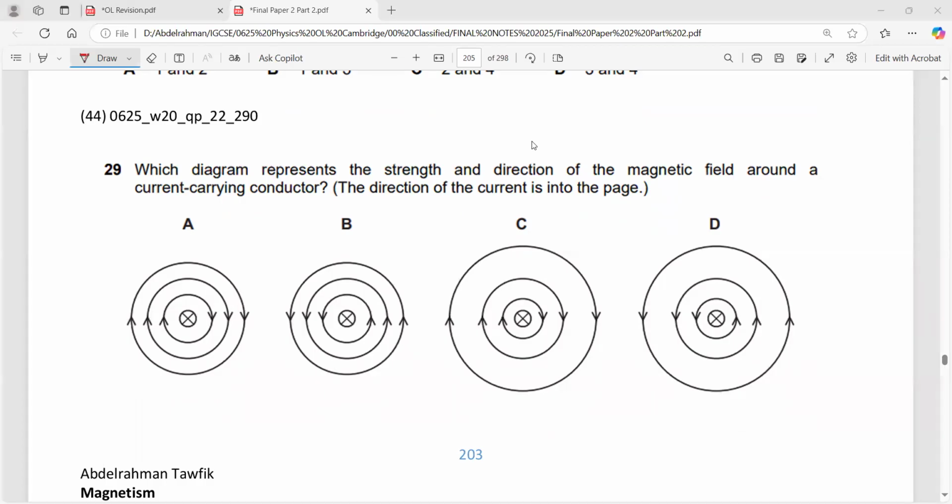Why would it be C? Because as you move away from the coil, the magnetic field gets weaker. A is wrong. Why? Because you can't say that the magnetic field is equal at any distance from the wire. As you move away, the magnetic field gets weaker. It has to get weaker. So that's why it is C.